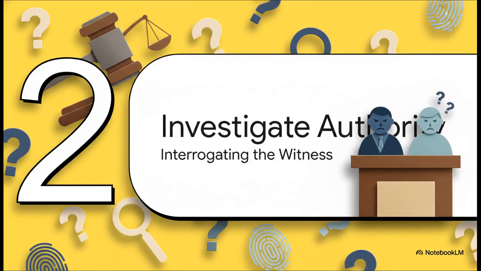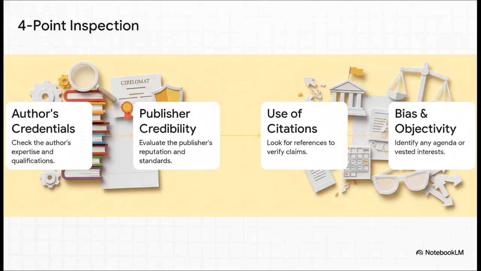All right, let's get to the fun part, the first phase of our investigation. It's time to put our sources on the stand. I want you to think of evaluating a source's authority like you're interrogating a key witness in a case. You've got to check their story and make sure they are reliable. And every good detective has a procedure, a checklist. Here's our 4-point inspection for every witness or source you come across.